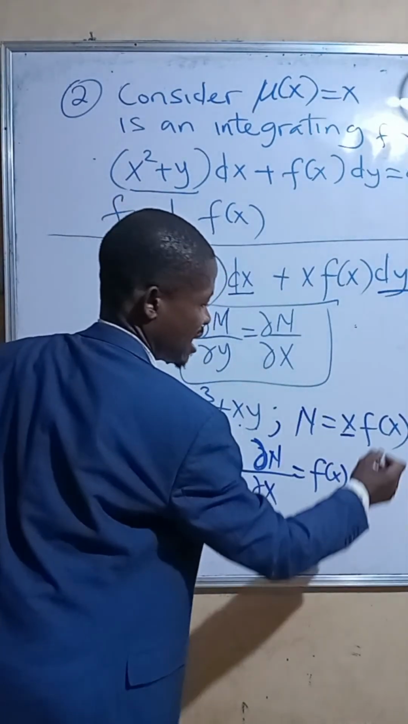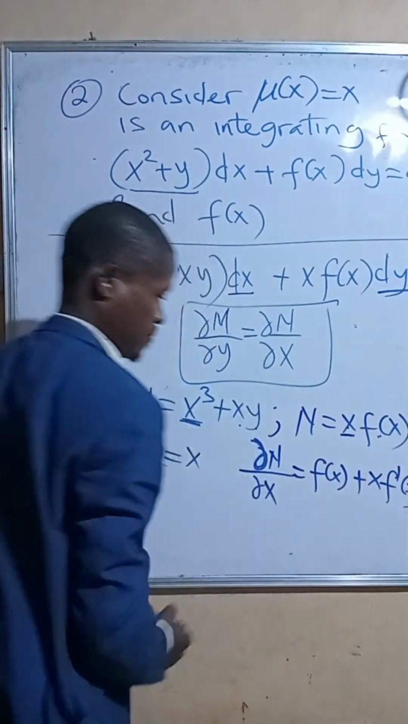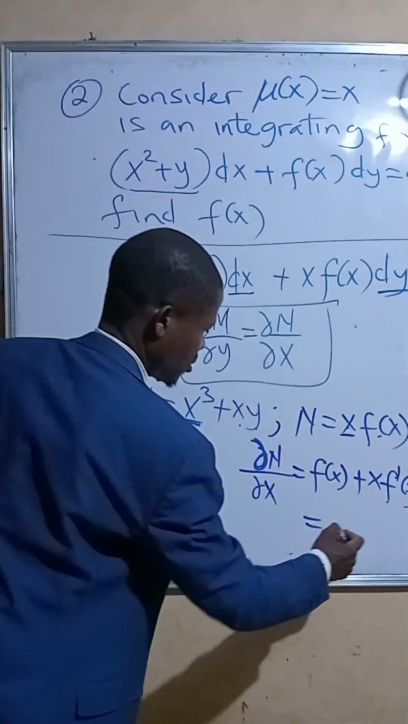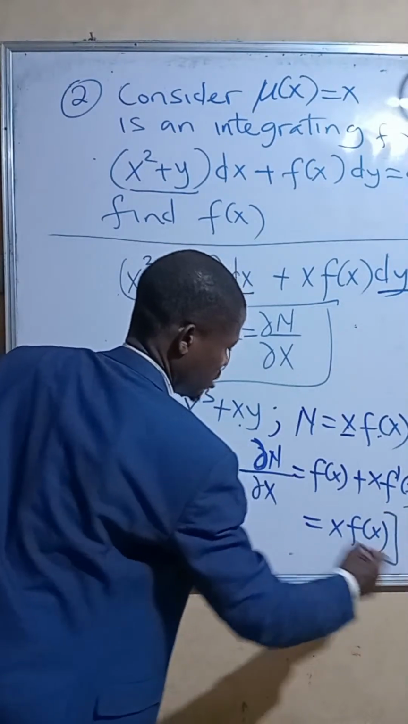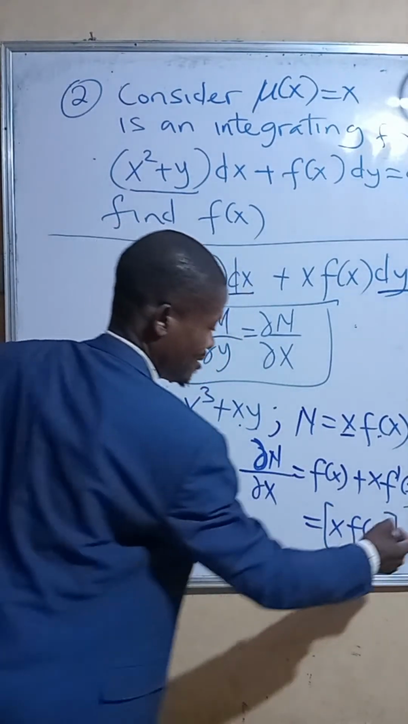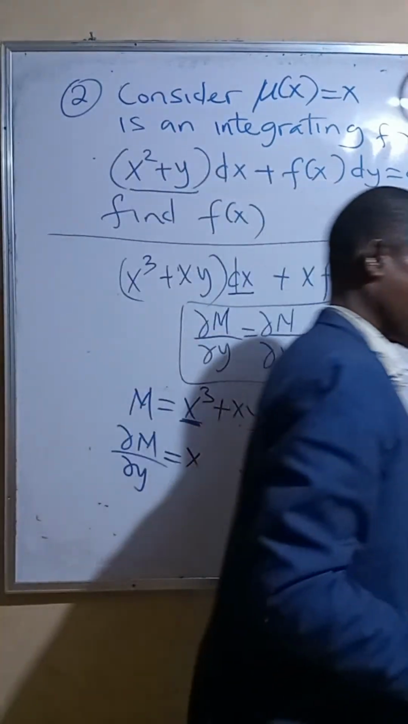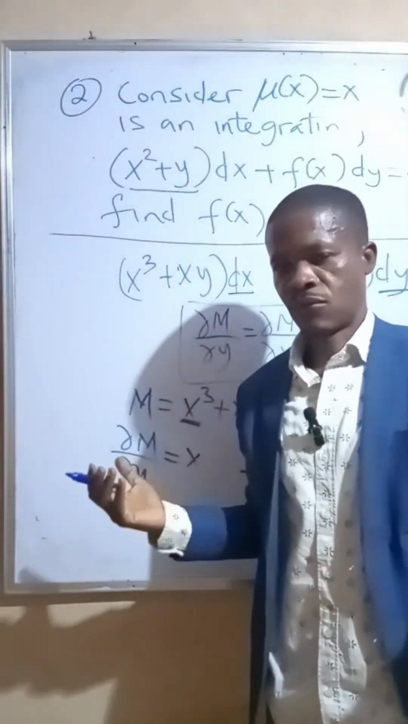Keep this one constant and differentiate f of x. That will be f prime of x. In a nutshell, this is the same thing as x times f of x. Then open and close your brackets and put the differential there, put your prime there.